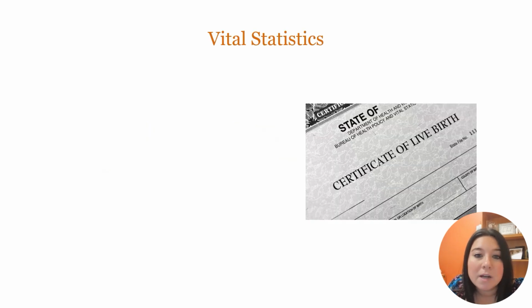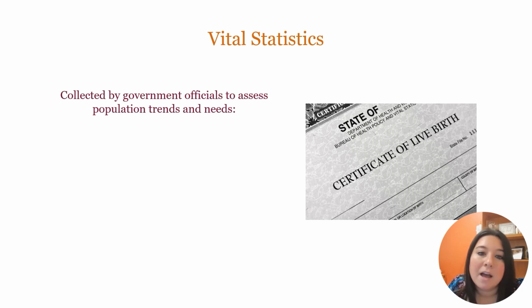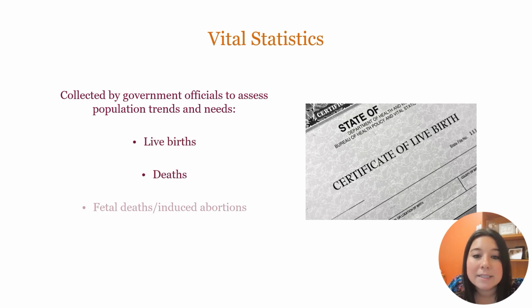So first we'll talk about vital statistics. They are collected by the government officials to assess population trends and needs. They include live births, deaths, fetal deaths, and induced abortions, and changes in individuals' civil status.